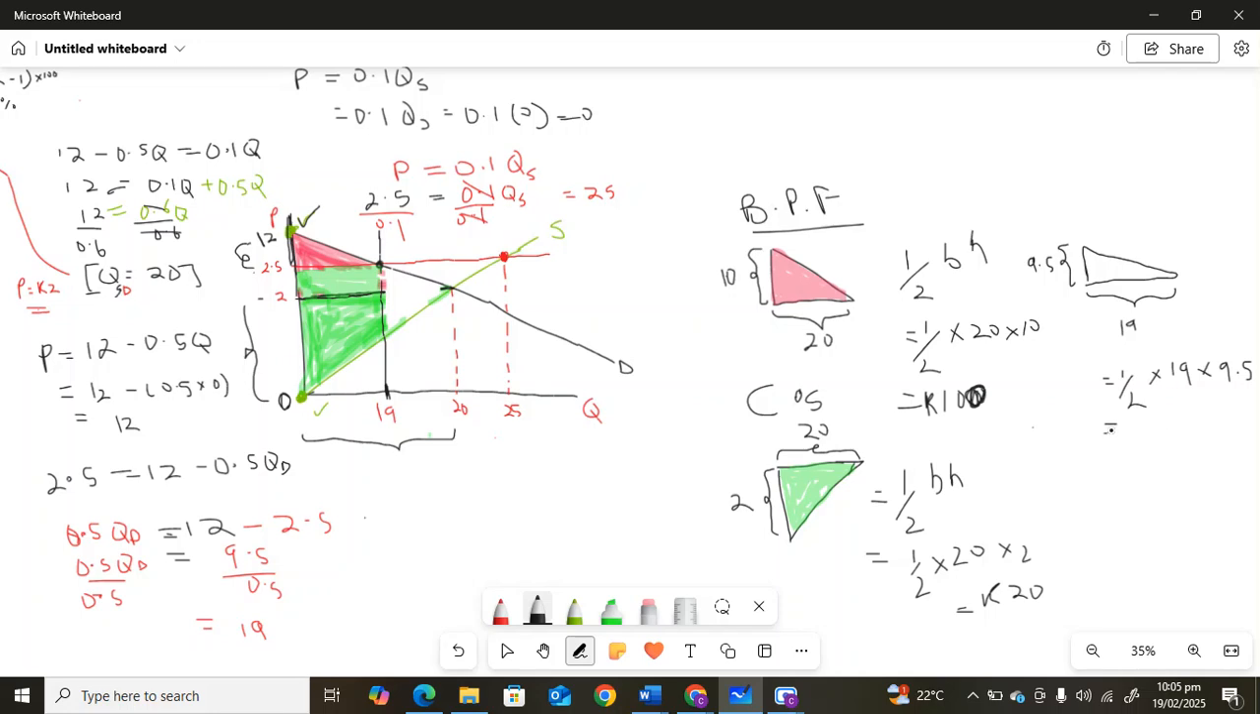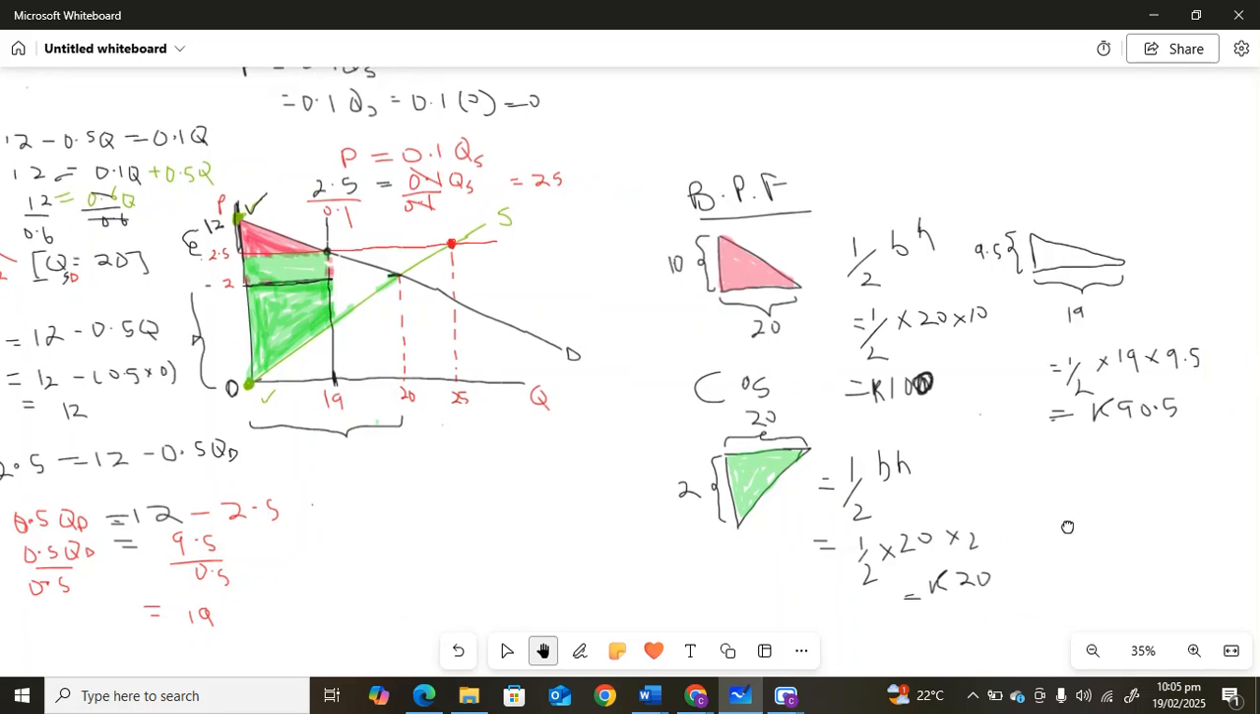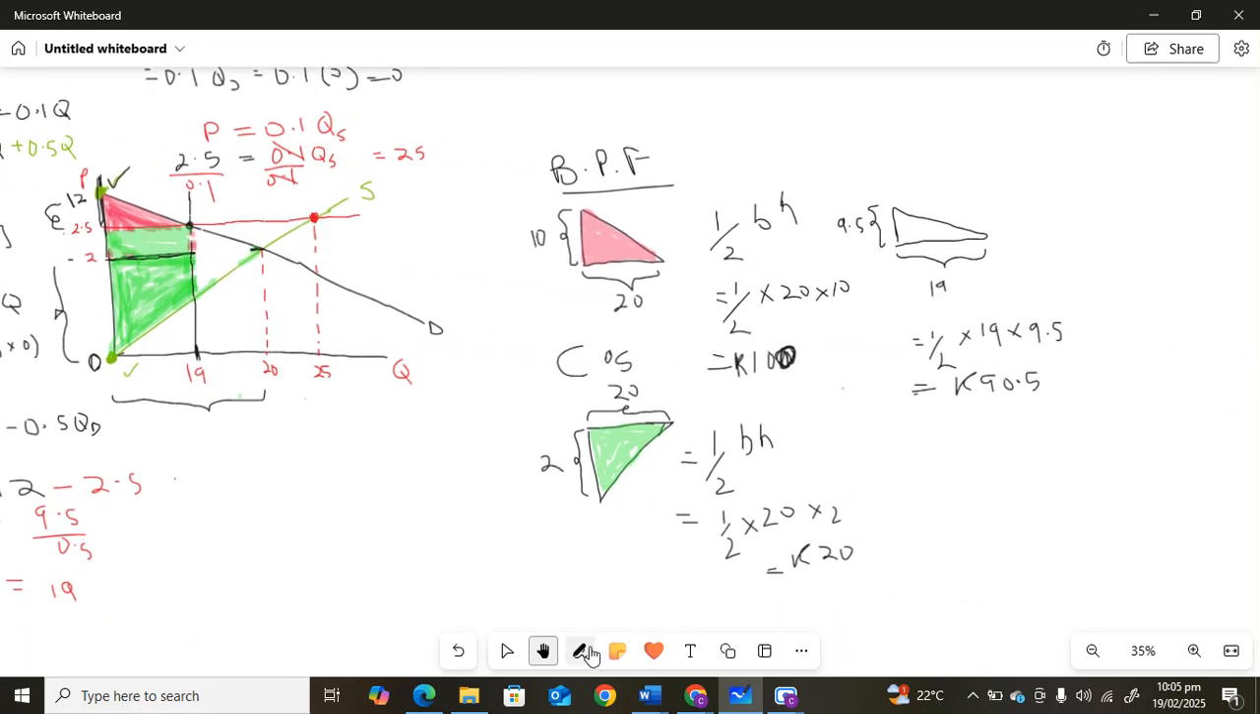90.5. Okay. So we've seen our consumer surplus was 100 kwacha. Okay. I haven't used my calculator yet. 90.25. Okay. I had 90.5.